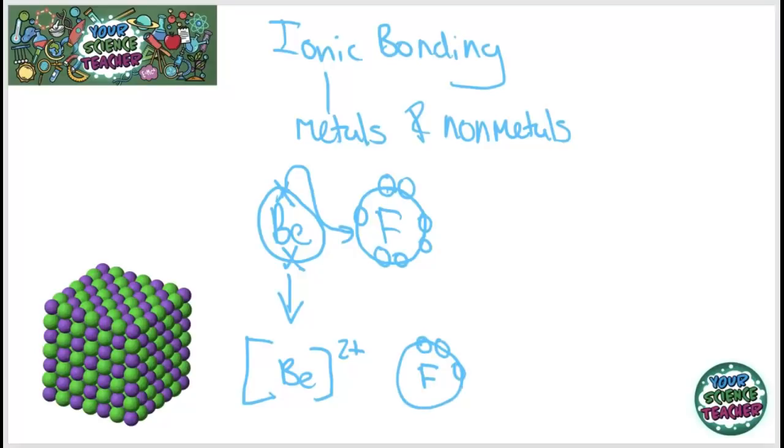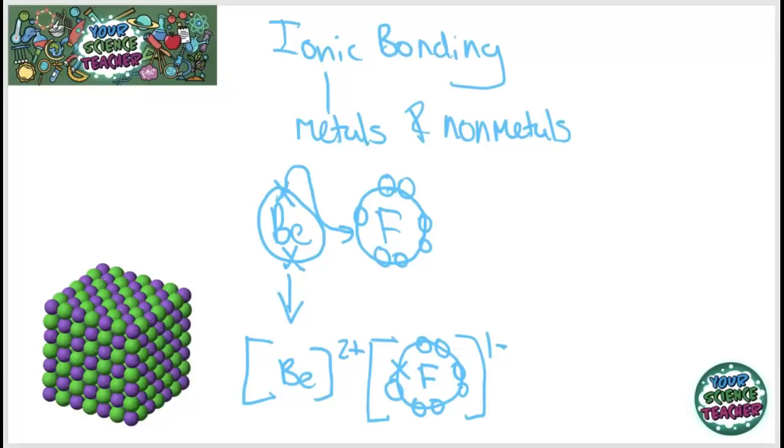And I can show that the electrons moved from the beryllium to the fluorine by putting my cross on there. Now I put a bracket around the fluorine and do a 1-. If an atom gains an electron, it becomes negative, and if an atom loses an electron, it becomes a positive ion.